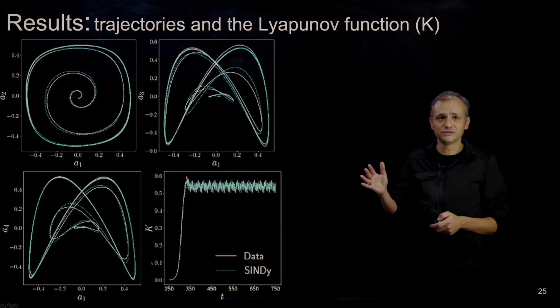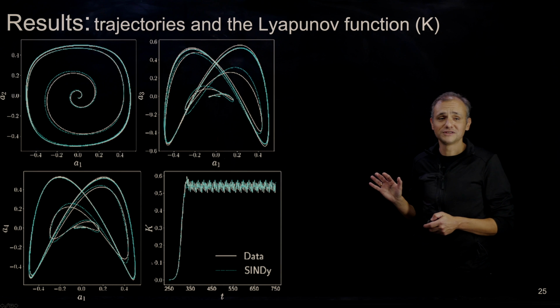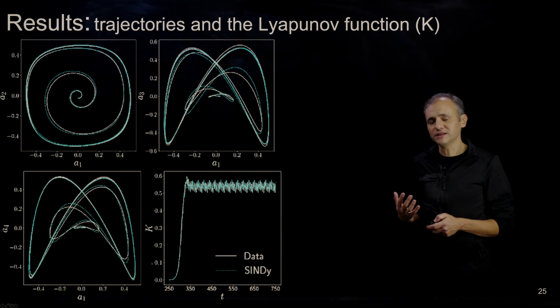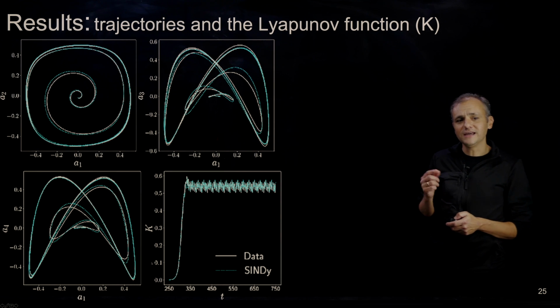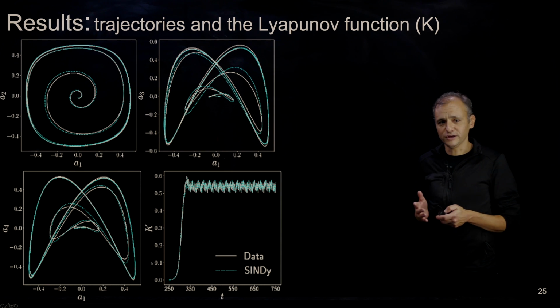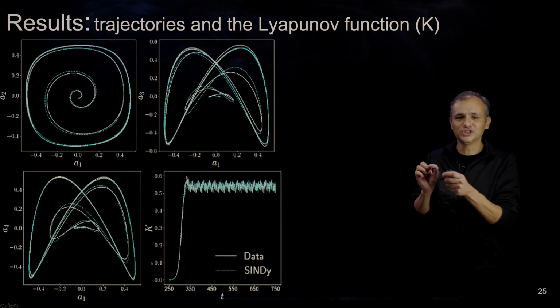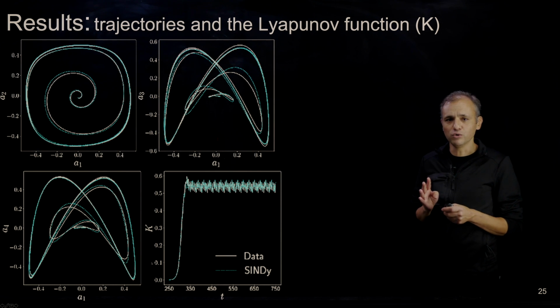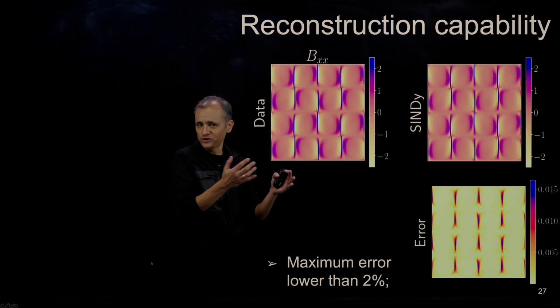Let's talk about results. Now we are plotting the trajectories for the first modes. And you can see a very good agreement between the data and the response of the reduced order model. In addition, we plot the energy of the system, the energy of the temporal coefficients, the letter k, where k is the Lyapunov function, as a function of time. Looking at this picture, we can confirm the system is stable when you include just the first modes in our analysis.